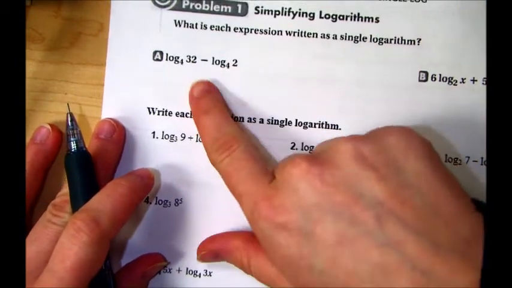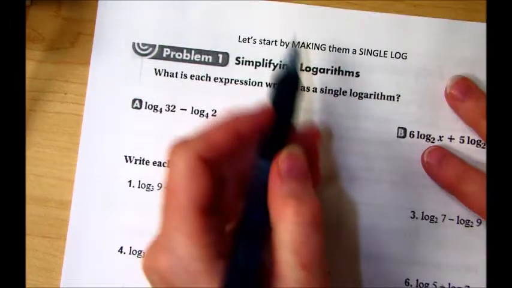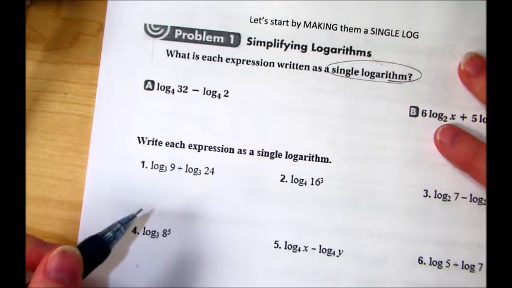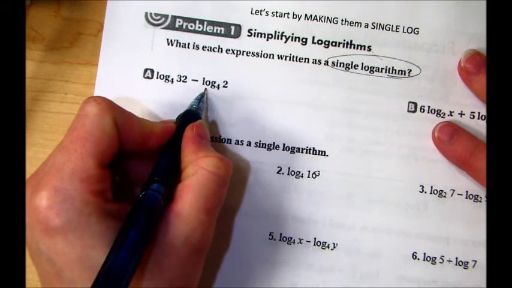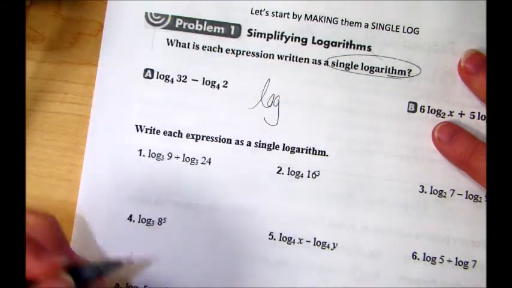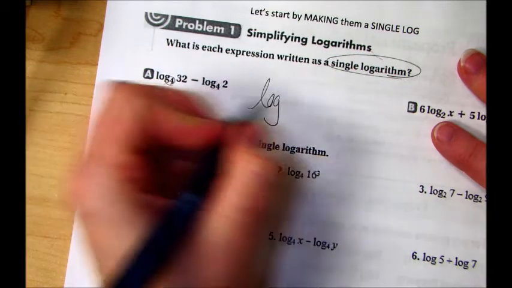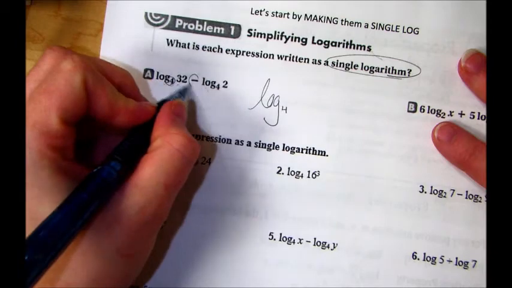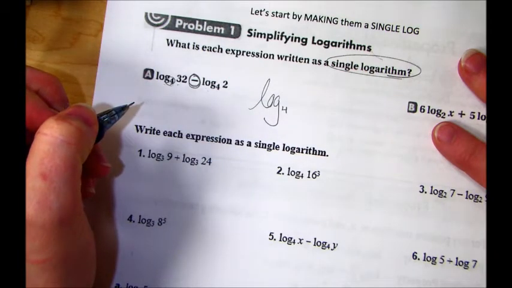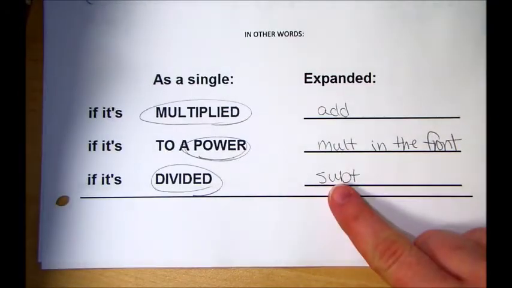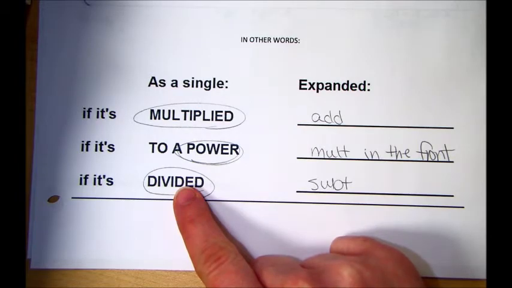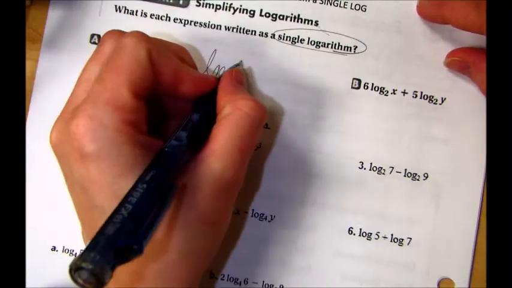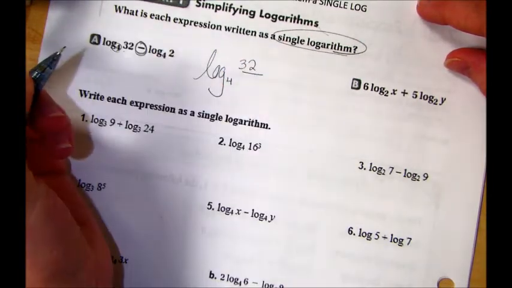Okay. We're going to start by making things into a single logarithm. Right now I have two logarithms. Here is my single logarithm. It has a little base of 4, so give it a base of 4. So these two are going to join together. Do you see the subtraction sign? I'm going to show you how you can use this chart. Subtraction as expanded becomes dividing when you make it a single. So I'm going to take 32 divided by 2.